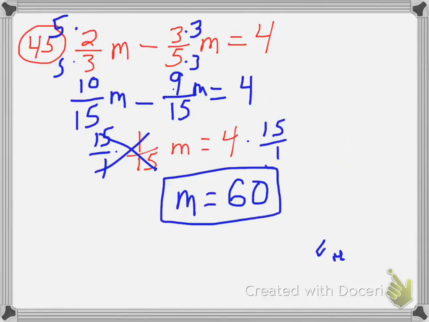If I plug that back into the original, 60 in for the m, work it out, it should end up being 4 equals 4. And that concludes the video tutorial for section 1.3.